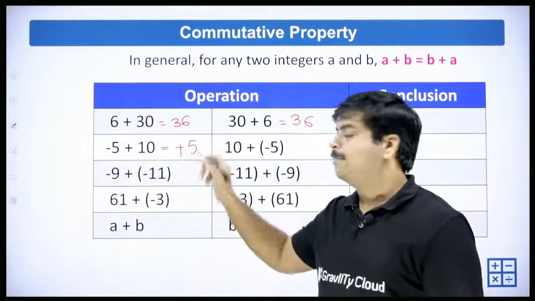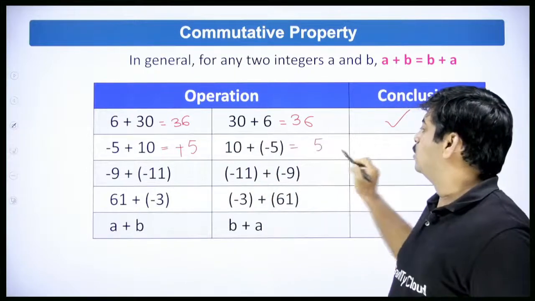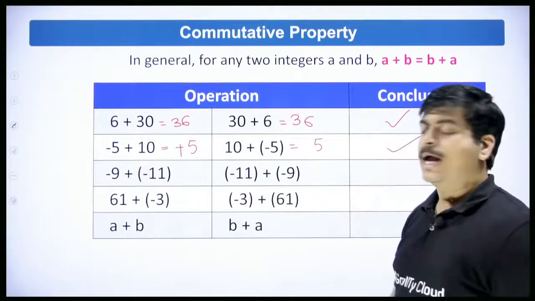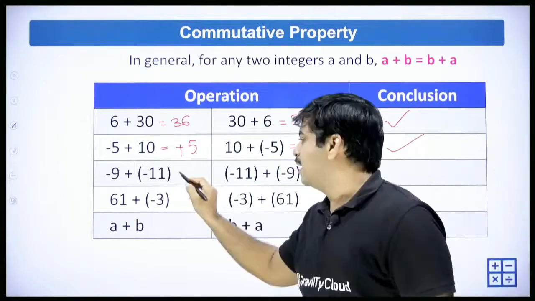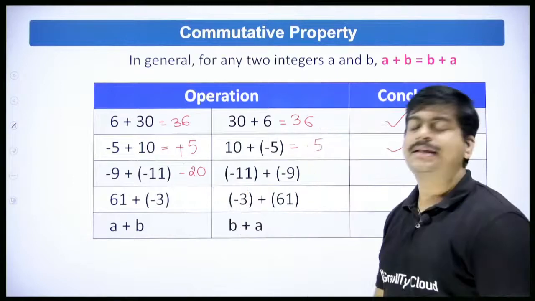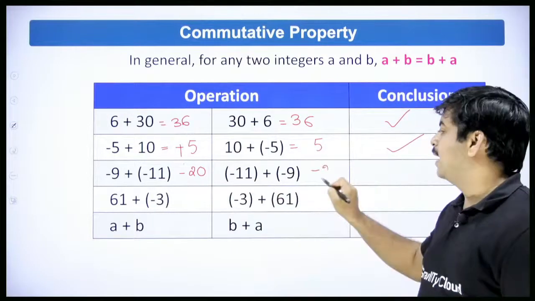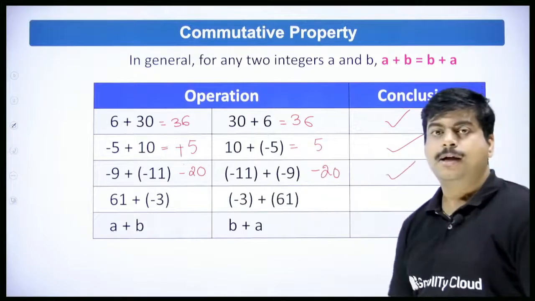10 is positive, so keep plus 5. 10 minus 5 is 5. So both are the same. Minus 9, minus 11 is minus 20. Minus 11, minus 9 is again minus 20. Both are the same.